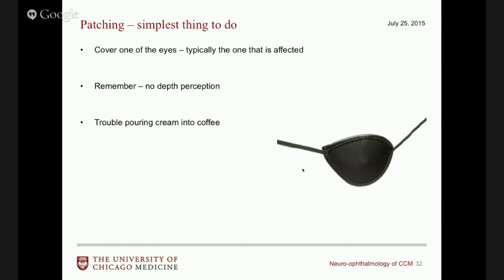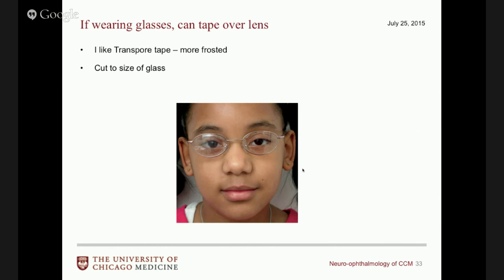You can buy bandages and put them over. One of the ones I like, if you wear glasses, is I put a frosted tape over the eyeglass, and it usually is pretty cosmetically appealing, and it works very, very well. I actually like the Transport. It's a little bit more frosted than this. And you just trim it, and you can peel it off if you don't like it, but put it back on. And basically, you're patching. And that's what you can do, at least initially.